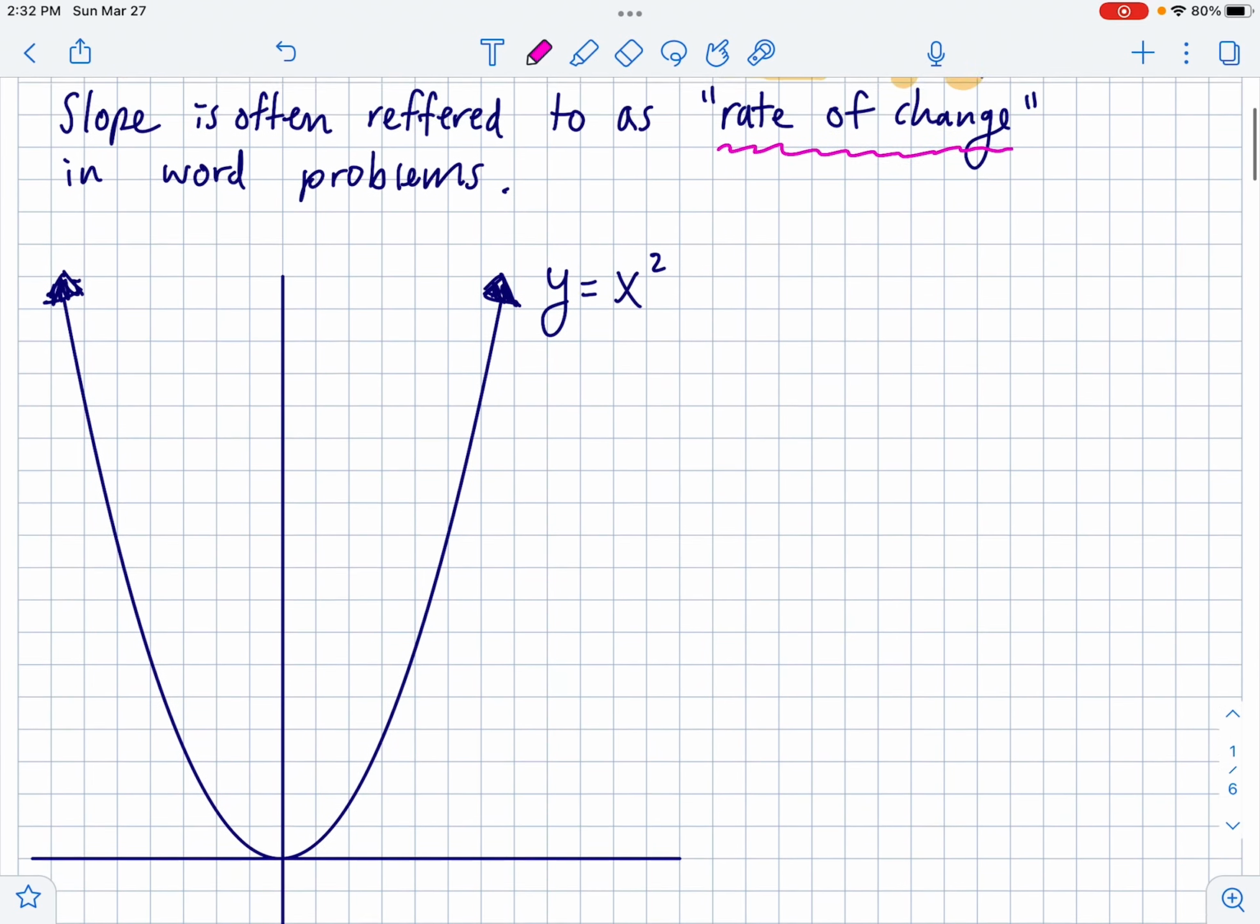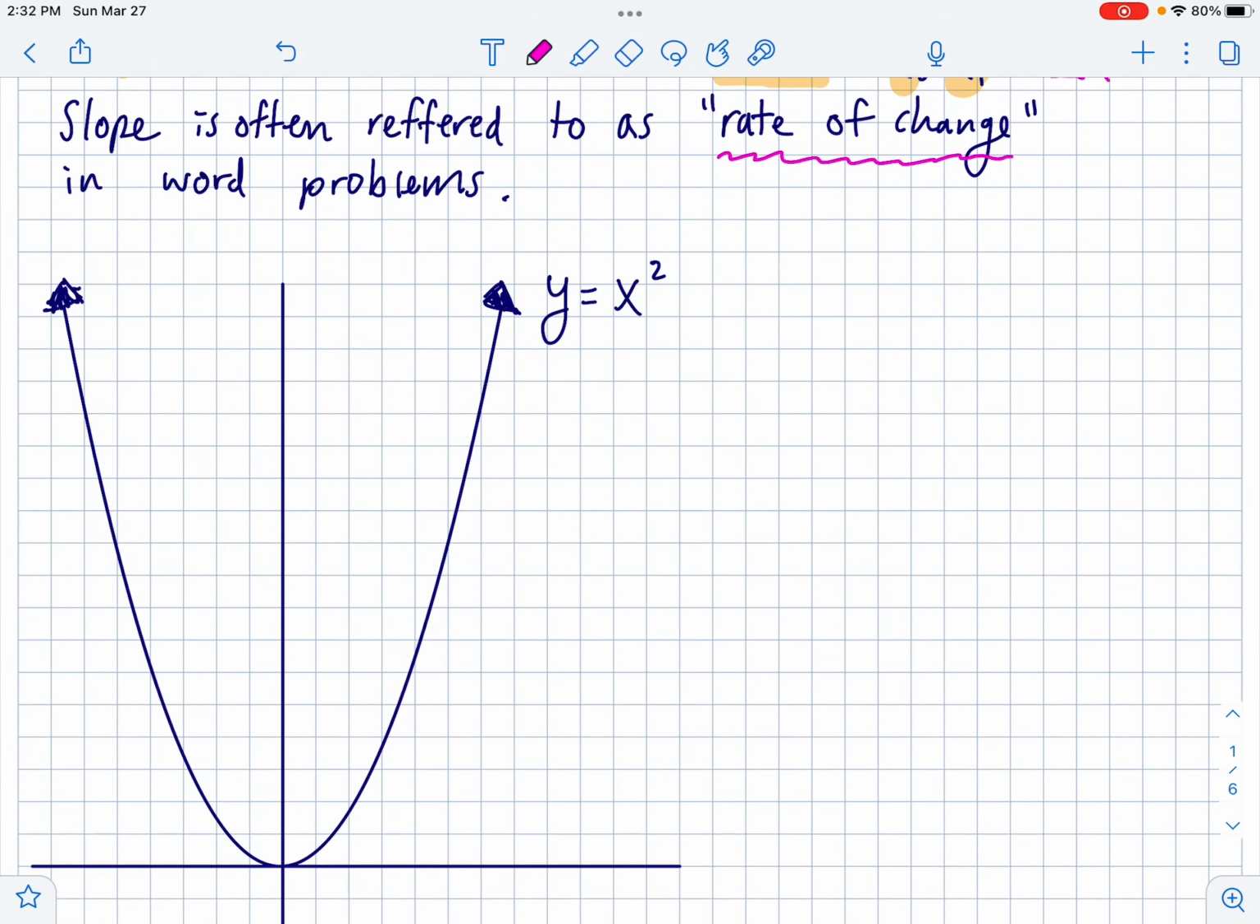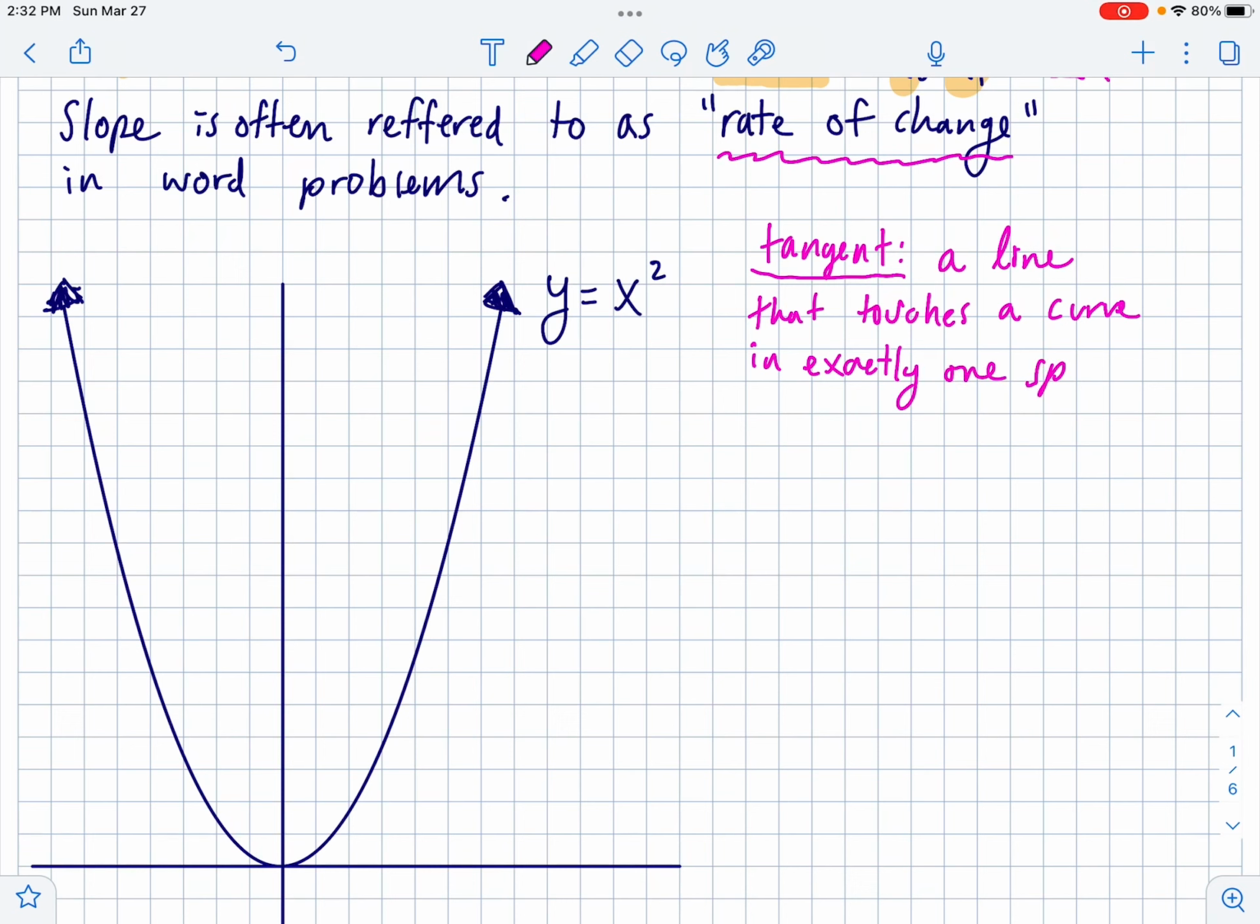Now, this first example here, we're going to have to talk about some new vocab. So, a tangent is a line that touches a curve in exactly one spot.